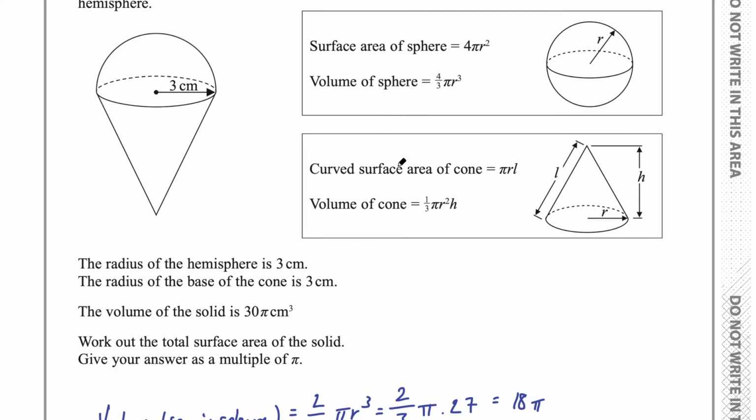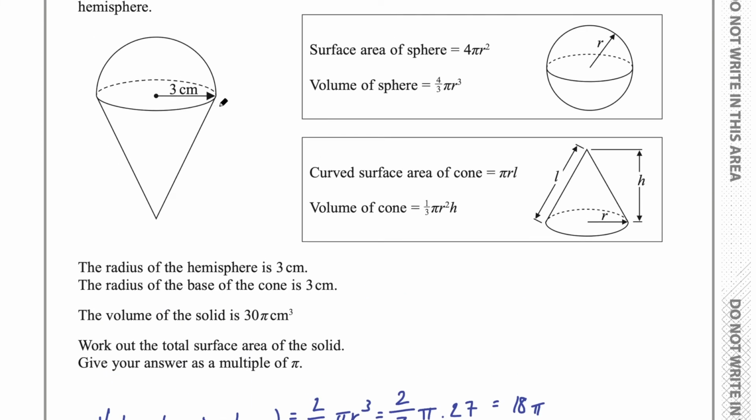Now back up to the diagram, we also needed this length here, this L, the slant length. We have the height of the cone, which is 4. So this is like a right-angled triangle.